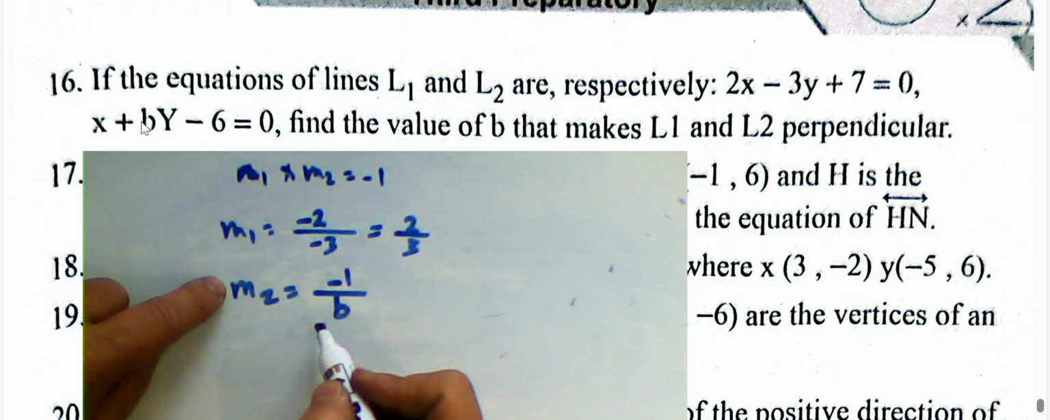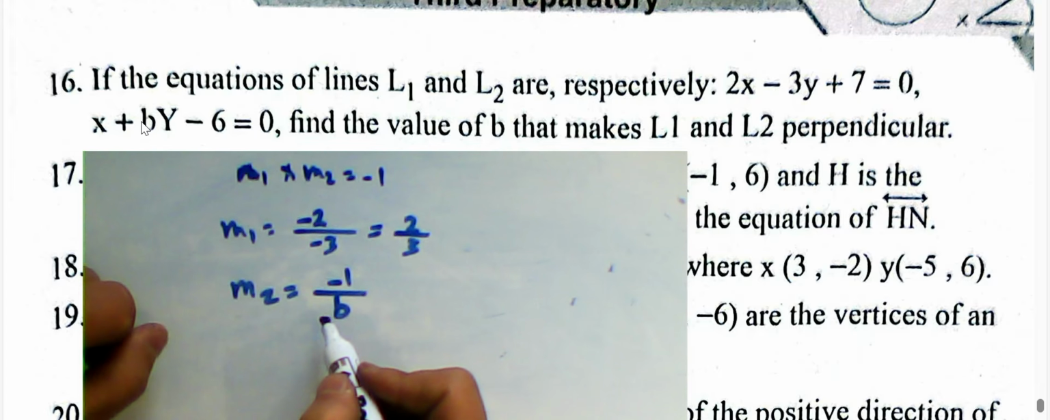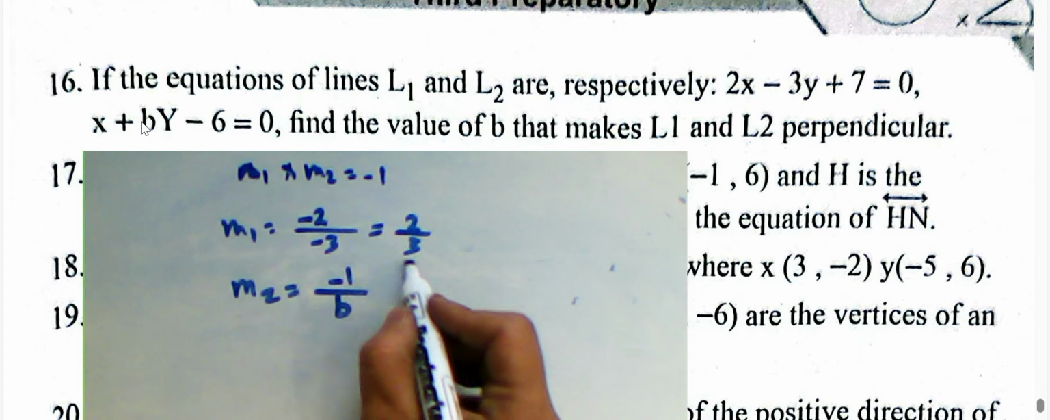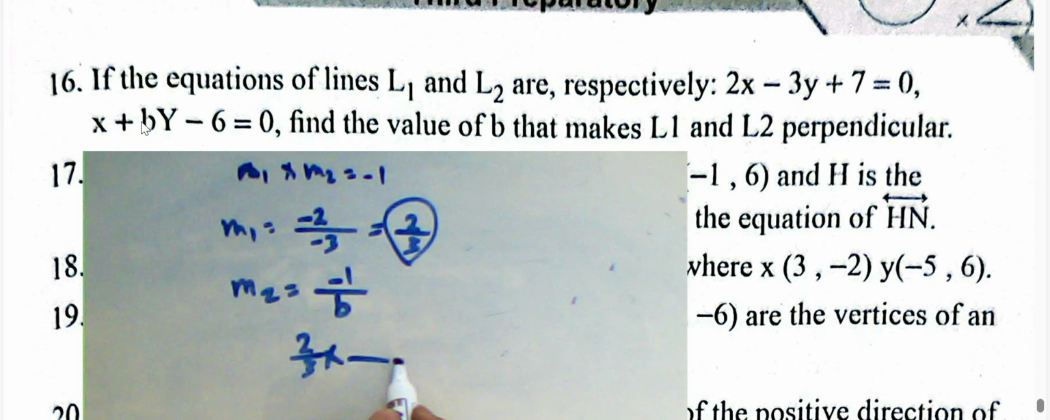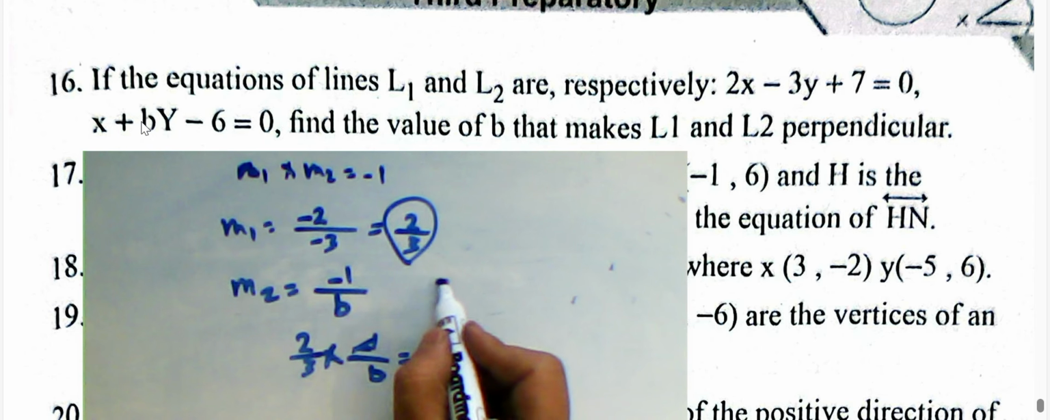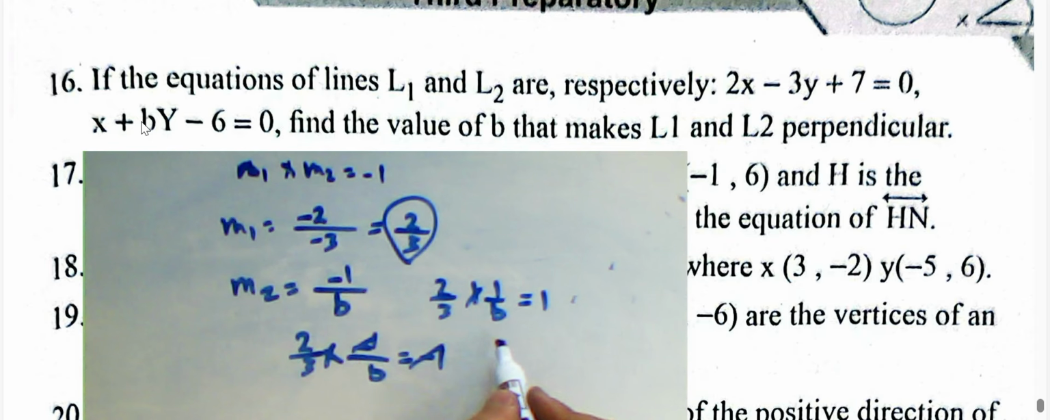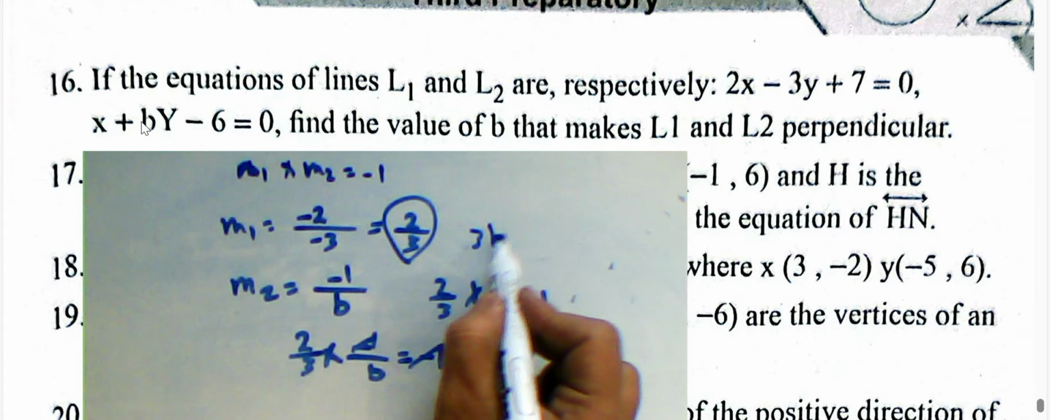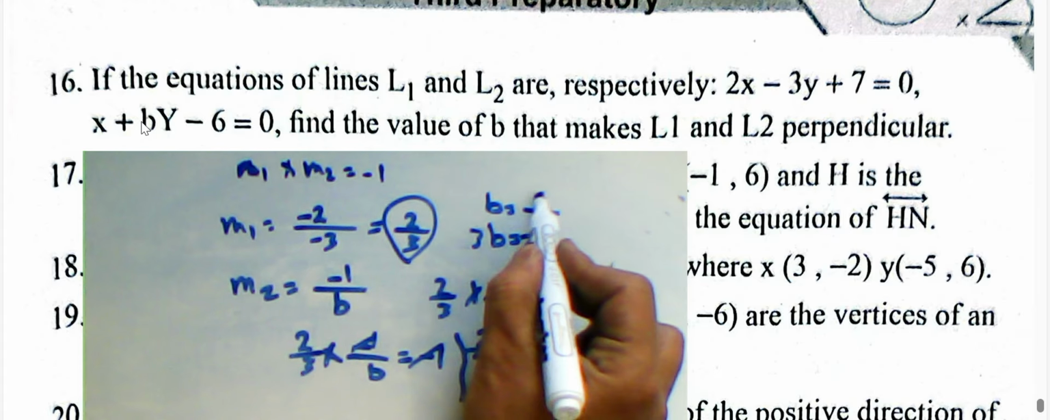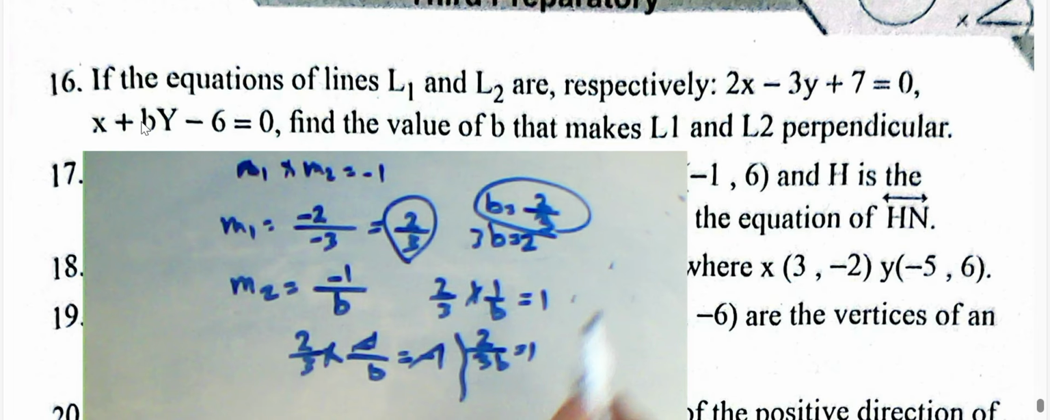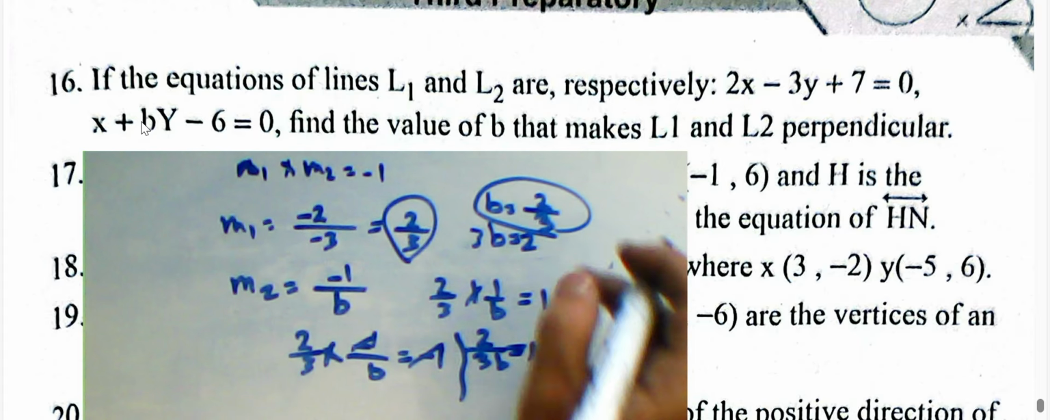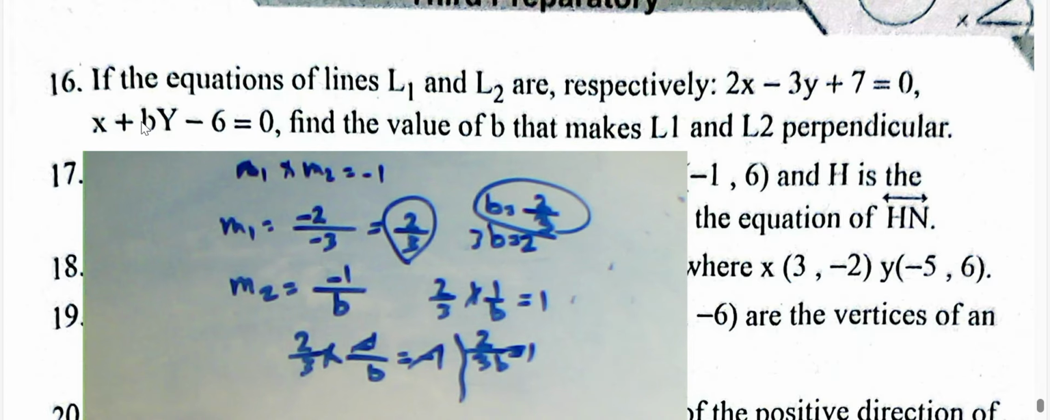Slope 1 and slope 2 are perpendicular, which means slope 1 multiplied by slope 2 equals negative 1. We multiply together 2 over 3 times negative 1 over b equals negative 1. Simplifying, we have 2 over 3 times 1 over b equals 1. Then 2 over 3b equals 1, then 3b equals 2, and the value of b equals 2 over 3.